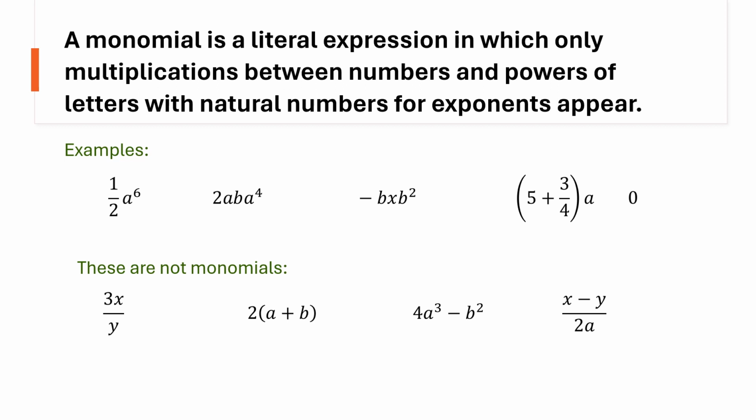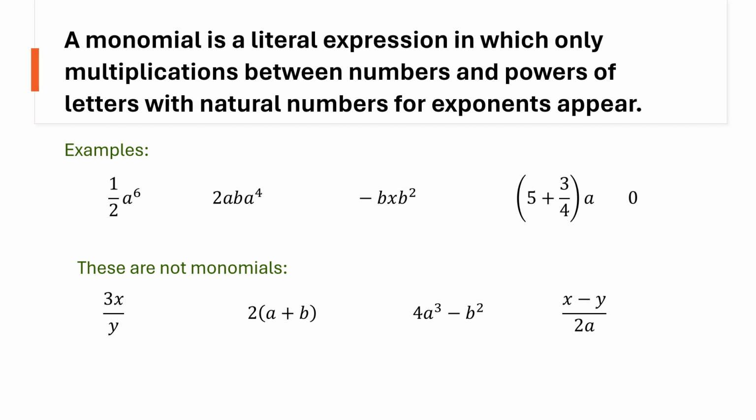Then we can see negative b times b squared. Same thing here. So b times b squared is b to the 3rd power. And that negative sign is allowed because it's a constant, so it would be -1. It's like 1/2. In 1/2 we have a division, but it's not with a letter. It's just with a number.